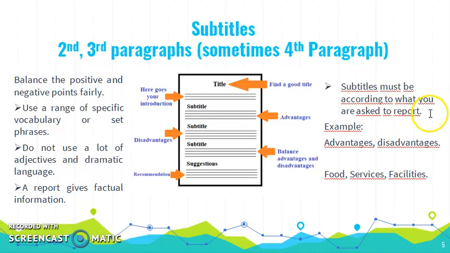Subtitles must be according to what you are asked to report. Examples: the advantages or disadvantages, or, for example, they ask you to write a report on a restaurant you went to recently, and they ask you to write about the food, the services, and the facilities. So here you write food, here you write services, and here you write facilities, and then the suggestions.